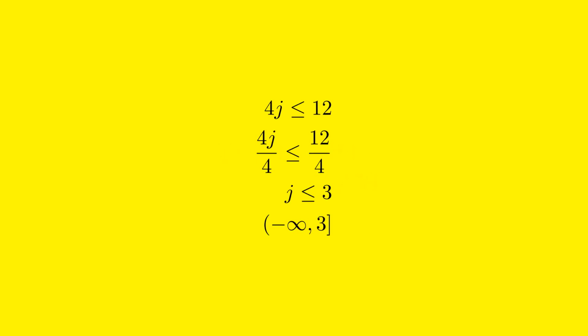To solve the inequality from the previous step, we have 4j is less than or equal to 12. Next, we need to isolate j by dividing both sides of the inequality by 4, which is the coefficient of j. Dividing both sides by 4 keeps the inequality balanced. So 4j divided by 4 is less than or equal to 12 divided by 4. This simplifies to j is less than or equal to 3. Thus, the solution to the inequality is j is less than or equal to 3. In interval notation, we represent this solution as negative infinity to 3 inclusive.